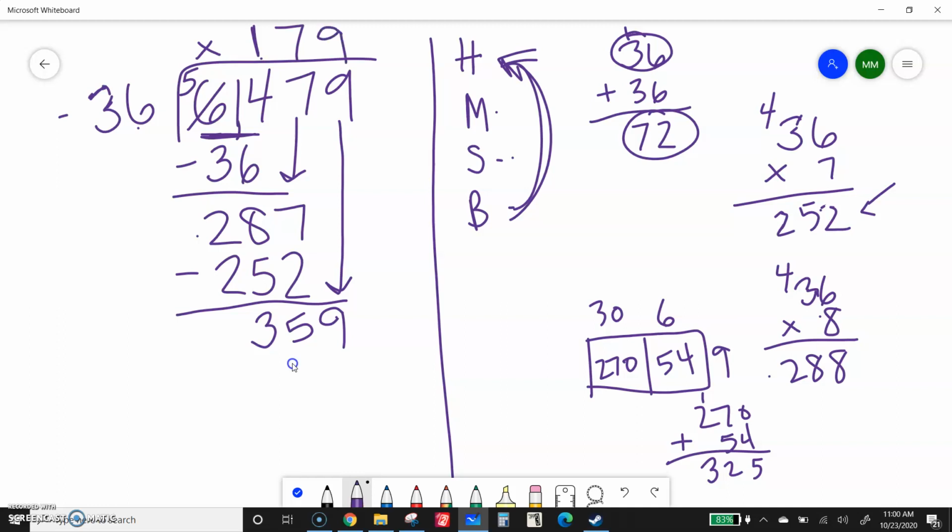9 times 36 is 324. Subtract, 4, 3. Good. I got a number less than 36. Oh my gosh, 0 plus 4 is 4. I hope you were yelling at your computer, not yelling, but being like, Mrs. Morrison, you wrote the wrong thing. Okay, that's 4. So that would be 5. There we go. Still less than 36, which is good. I have no more numbers to bring down, so that's my remainder. So I get 179, remainder 35.